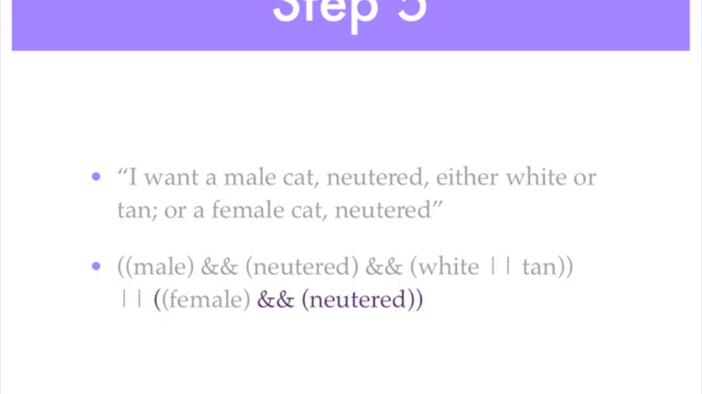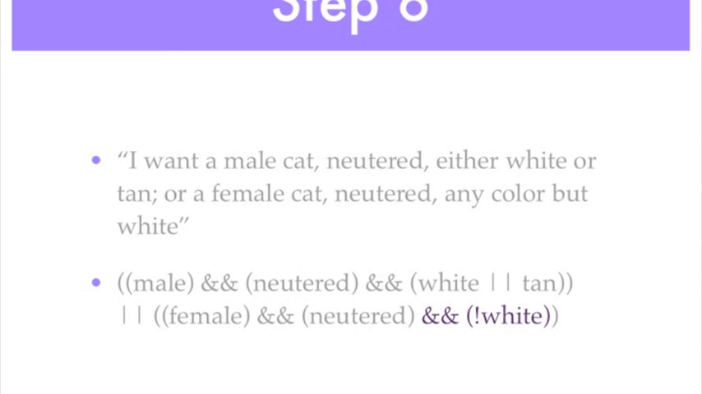My next is that I want not only a male cat neutered, either white or tan, or a female cat. A female cat has to also be neutered. So notice that I have added to my test that my female must also be neutered. So I have added and neutered. And I've put parentheses before and after, enclosing this, that is now a complex test. So now I really have two complex tests. I want my cat to be both male, neutered, and white or tan, or I'll take a cat that's female and neutered.